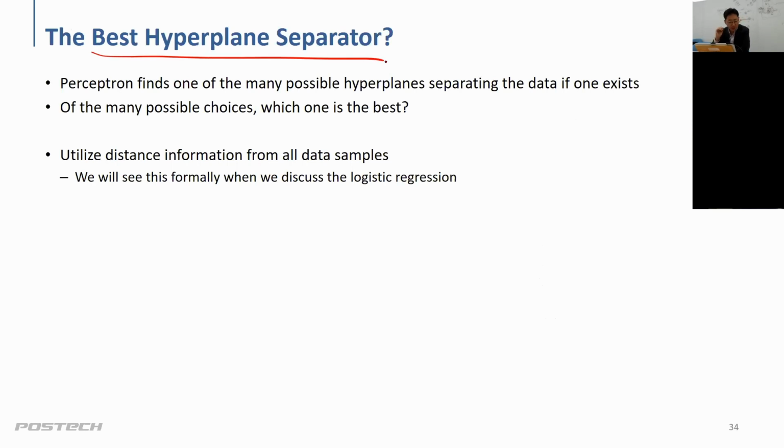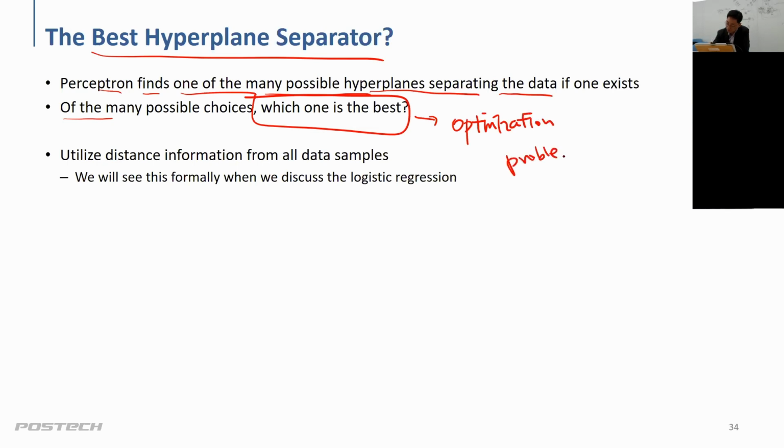The question is whether this separating hyperplane is the best. The perceptron finds one of the many possible hyperplanes separating the data, if one exists, and of the many possible choices, the question is which one is going to be the best. So it's now an optimization problem, and this is the motivation for logistic regression.